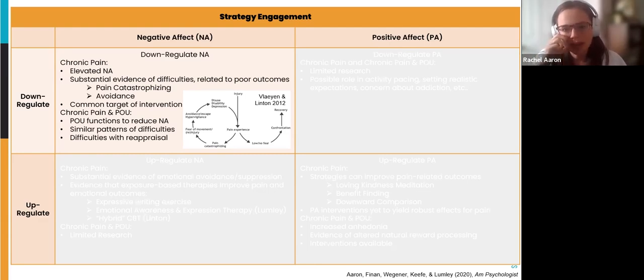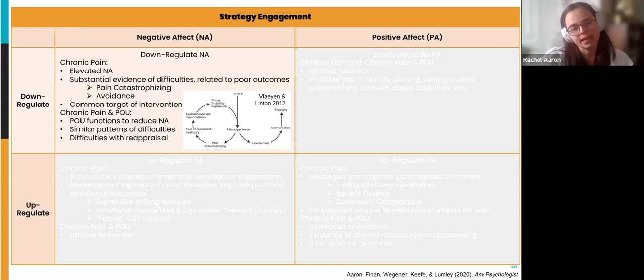And kind of to summarize what we found here, I pasted this graphic on the slide here. This is the fear avoidance model, which is a classic model in pain, and it helps explain why some people go on to develop pain and other people don't. So I'm just going to walk you all through this model because I think it kind of summarizes nicely what we know about downregulating negative affect.